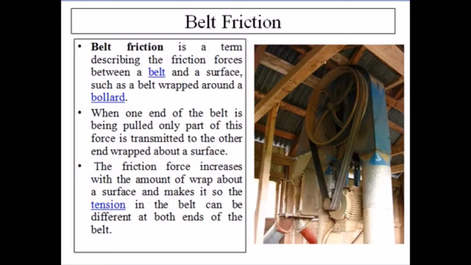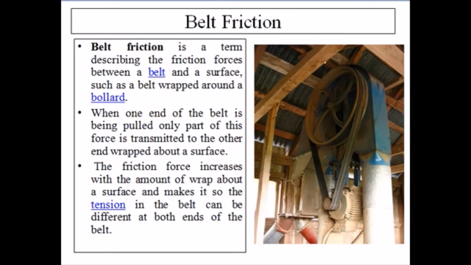It is a term describing the frictional forces between a belt and a surface, such as a belt wrapped around a bollard. You can see here this whole region you can call a bollard. A bollard is basically a hook kind of arrangement around which the belt is revolved or wrapped.